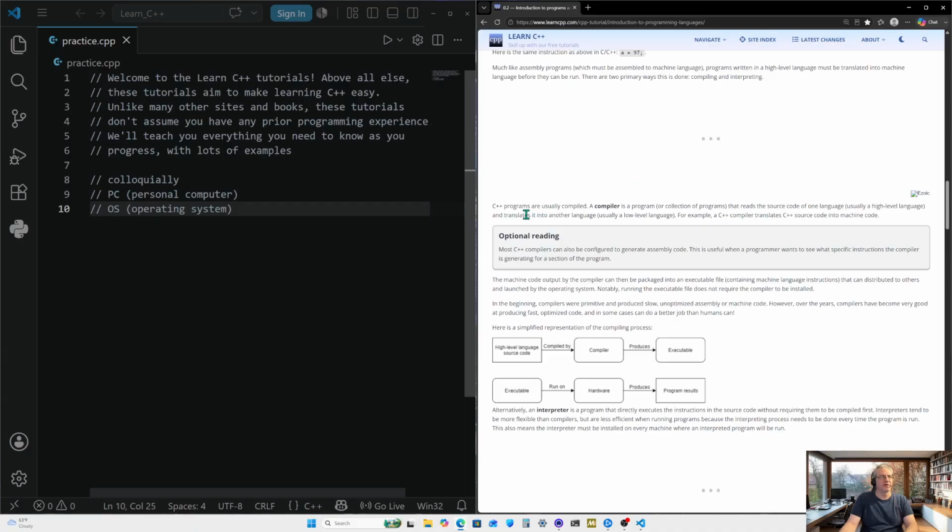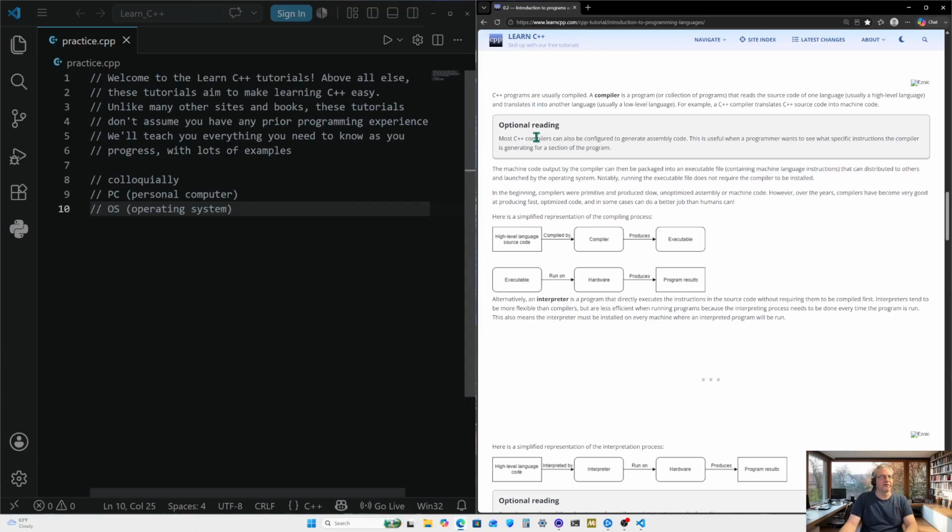C++ programs are usually compiled. A compiler is a program or a collection of programs that reads the source code of one language, usually a high-level language, and translates it into another language, usually a low-level language. For example, a C++ compiler translates C++ source code into machine code.